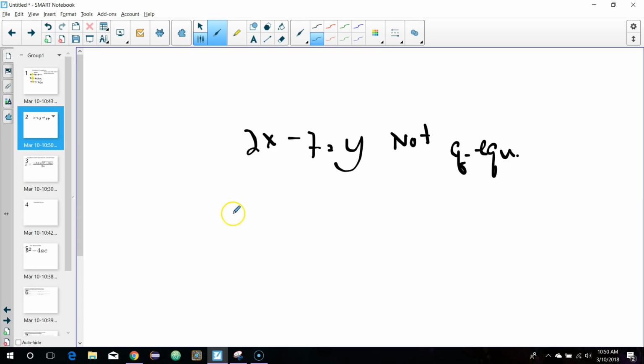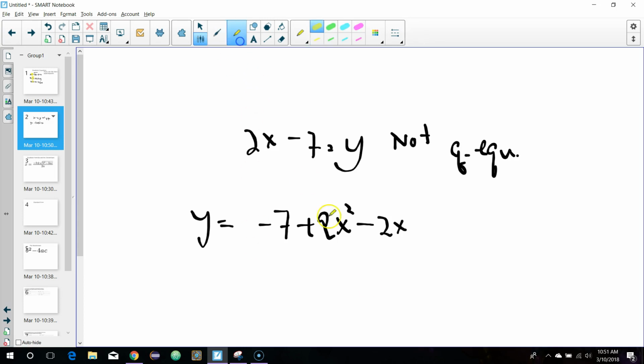However, sometimes it's very difficult to tell. For example, I can give you an example like this. It starts with y is equal to negative 7 plus 9x squared minus 2x. The order of things is a little bit different. However, I still have the x squared. So long as you see this x squared, yes, you get yourself a quadratic equation.